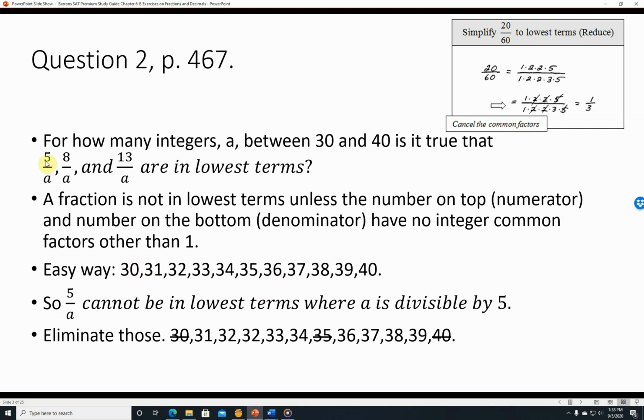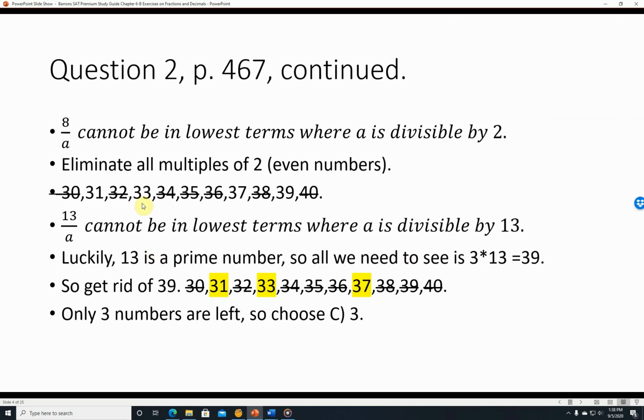And then, okay, we know 5 over A cannot possibly be in lowest terms if the denominator is a multiple of 5. So we can just take out 30, 35, and 40. So we've gotten rid of 3 of them already. So now we turn to 8 over A.